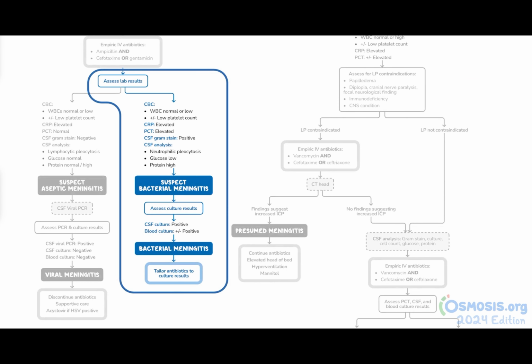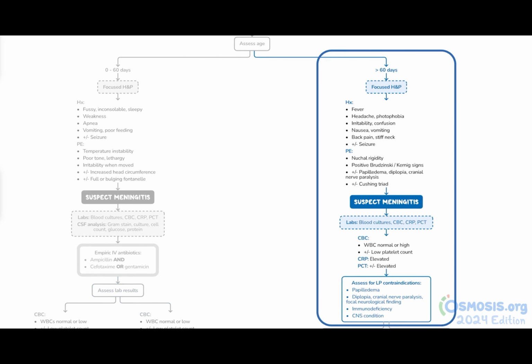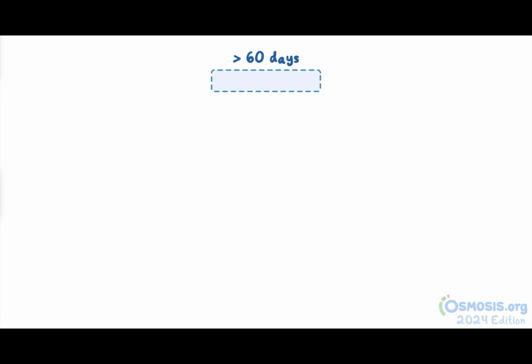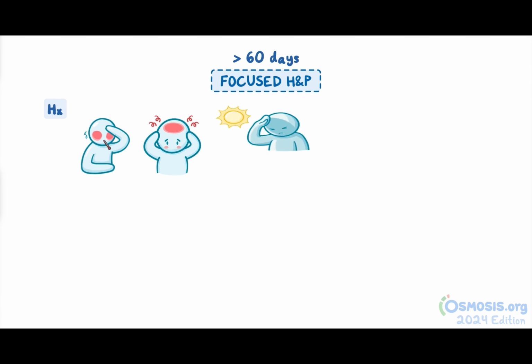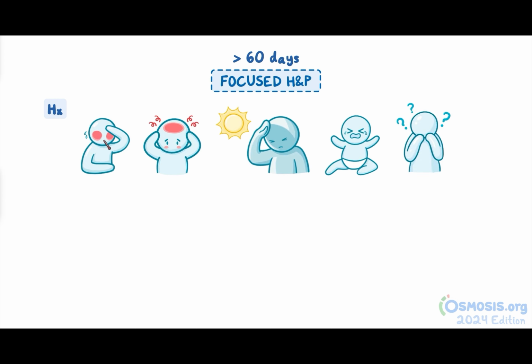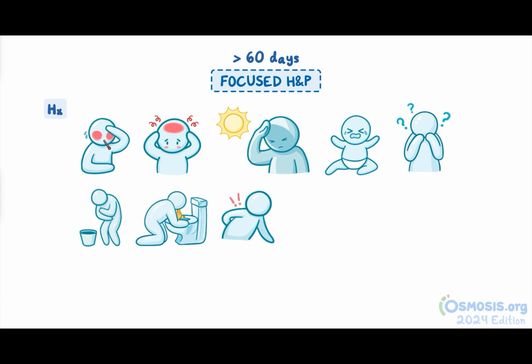Now, let's go all the way back to the age assessment and look at patients over 60 days of age. Again, start with a focused history and physical examination. The history often reveals a child with fever, headache, photophobia, irritability, and confusion. Affected children might report nausea and vomiting, back pain, and a stiff neck, and some may even have seizures.